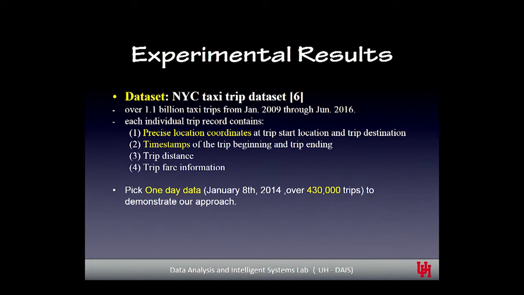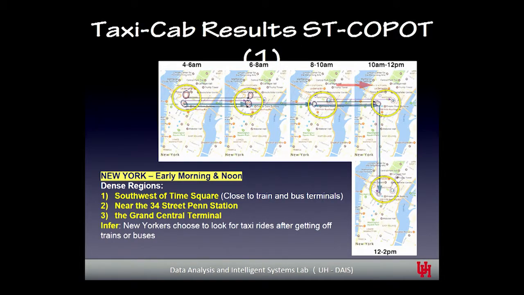For this data, it has the trip information. For each trip, it has the pickup time, the drop-off time, the pickup location, and the drop-off location. It's not a trajectory, just the pickup and the drop-off. Here I use a 1-day data set to demonstrate my algorithm, and the 1 day has about 430,000 trips.